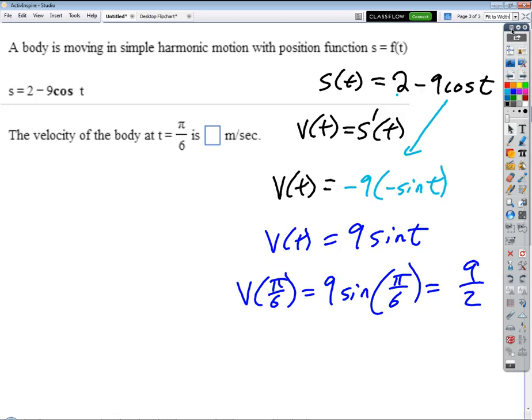Okay, what about acceleration? We've got to get acceleration now. How is acceleration related to velocity? Changing velocity. Yeah, good. So acceleration is the rate of change of velocity. So somebody describe for me then, how is acceleration related to position?